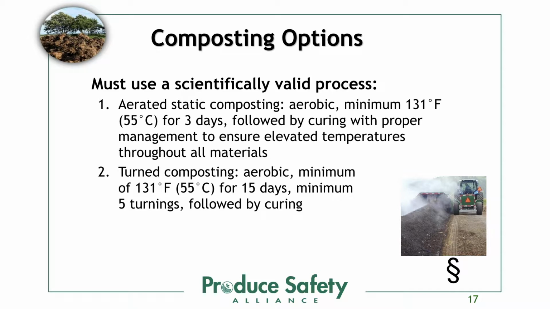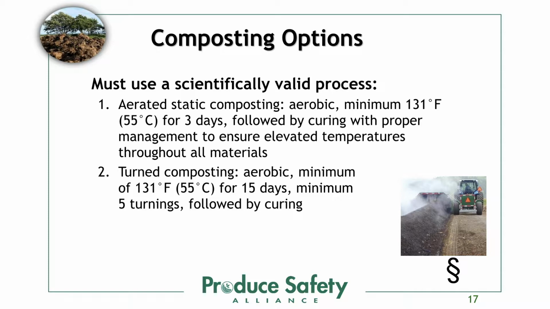The second one, which we see more often, is turning your composting. So that can be with a machine, either a windrow turner if you can afford one, or you can use a front end loader that you might have on the farm or something such as that.